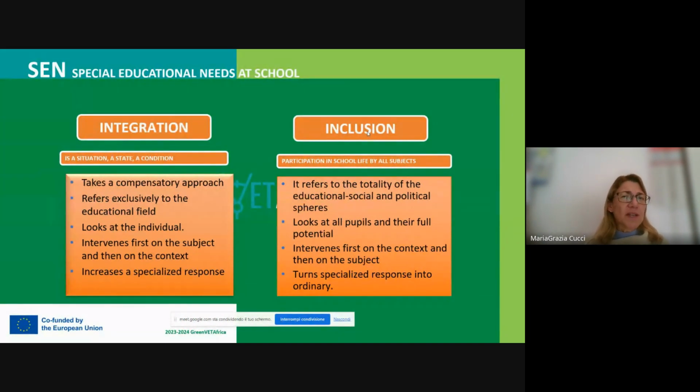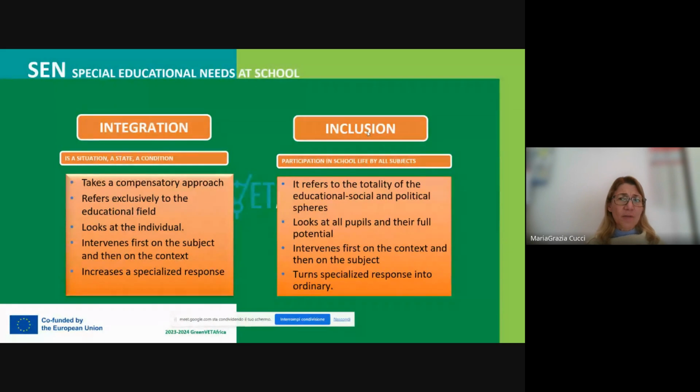If we consider inclusion, it is something much wider, because it refers not to a single condition, not to a single situation, but to the possibility, the opportunity of all subjects to participate in school life. So we have to consider all the social and educational sphere of the person. I also wrote political: it is the general policy of the school, not the political as intended in the state. Okay.